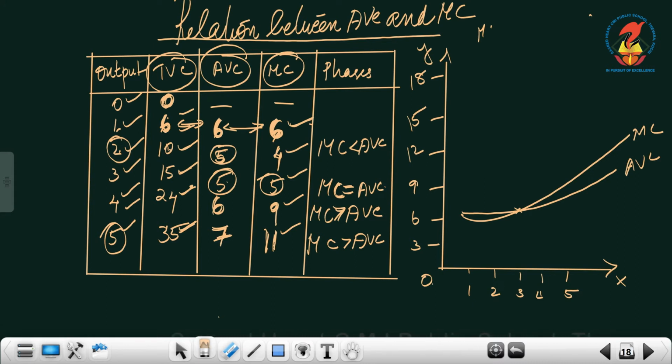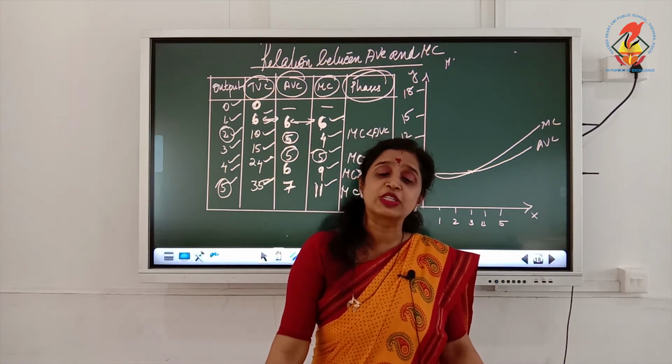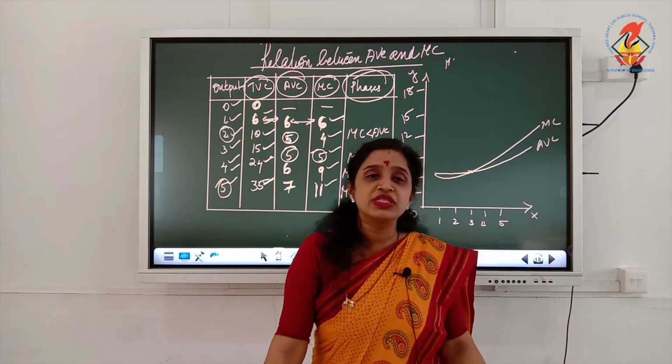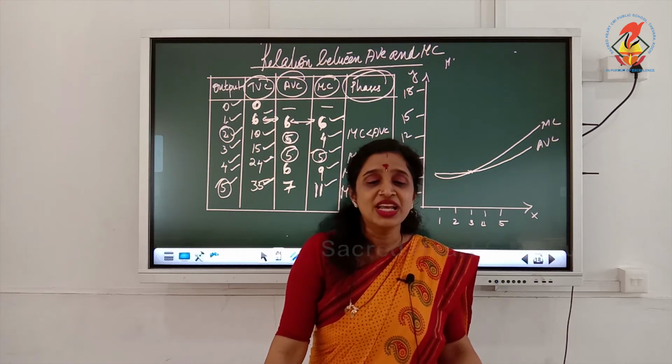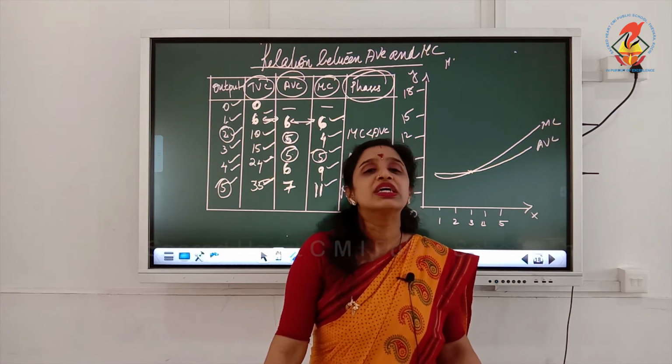So, just as we have learned for AC and MC, here also we will explain that in phases. At the second unit of output, MC is less than AVC. At the third unit, MC is equal to AVC. In the fourth and fifth unit, MC is greater than AVC. So, what should be the conclusion? How will you explain the relationship? The same way as we have explained for MC and AC, the same logic will be applied here, because you know how MC and AC are related, the same way MC and AVC will be related.